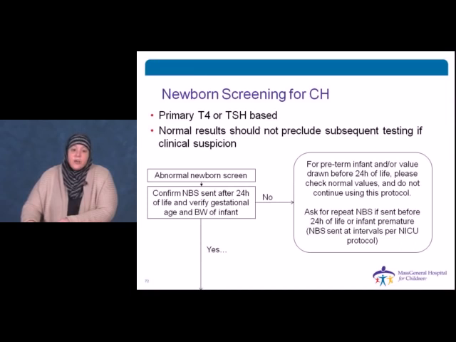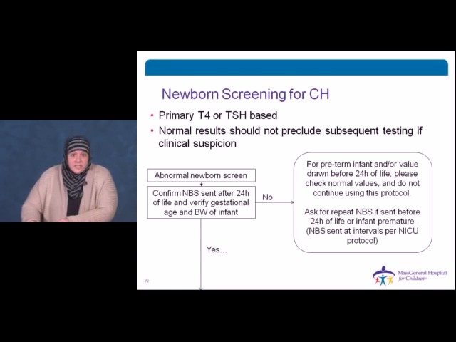And in addition, you want to think about the gestational age and birth weight of the infant. If it's a preterm infant or the value was drawn before 24 hours of life, you probably want to repeat the newborn screen. And in addition, the rest of the protocol that I'm going to show you may not be applicable. So you want to be in close contact with your endocrinologist and with the newborn screening staff.